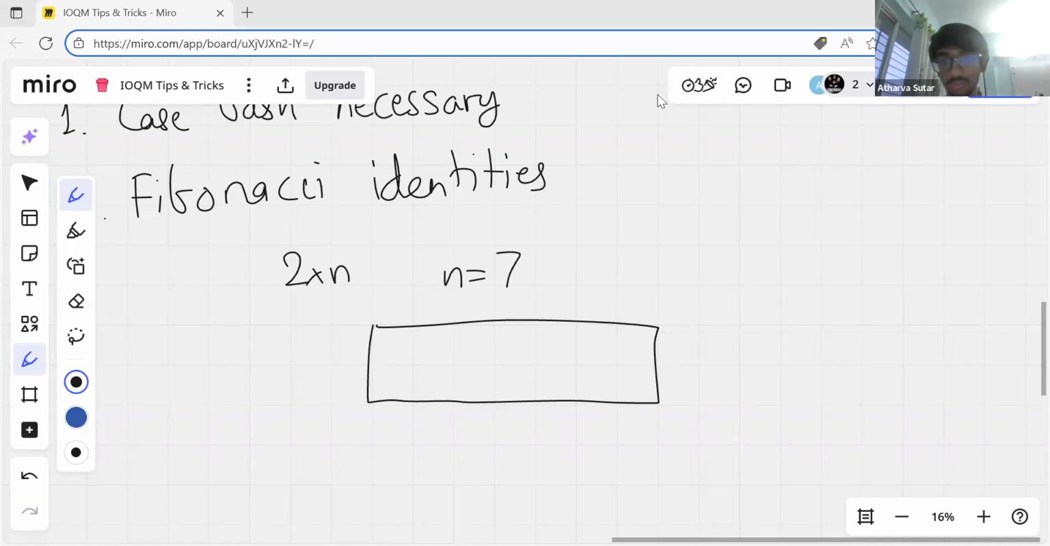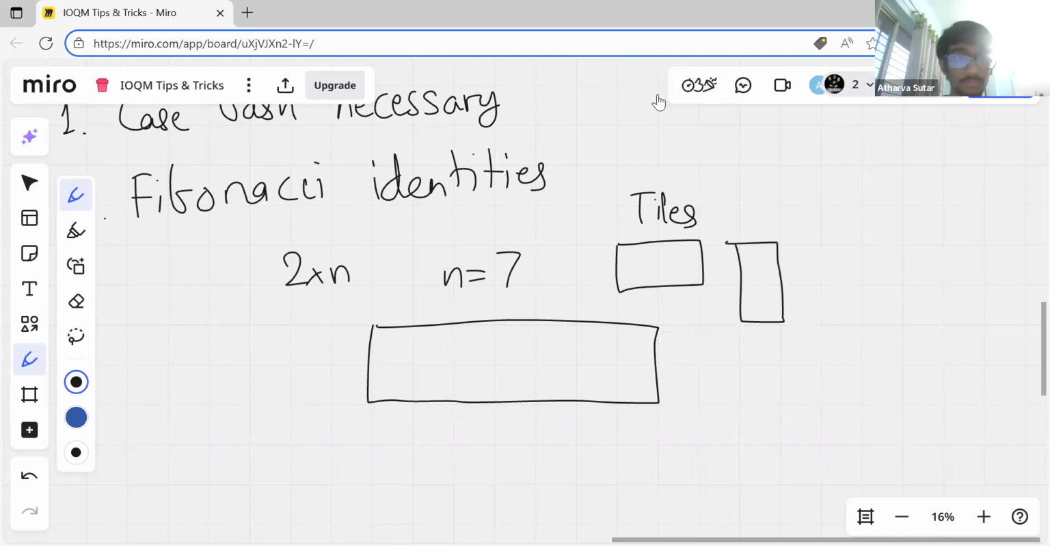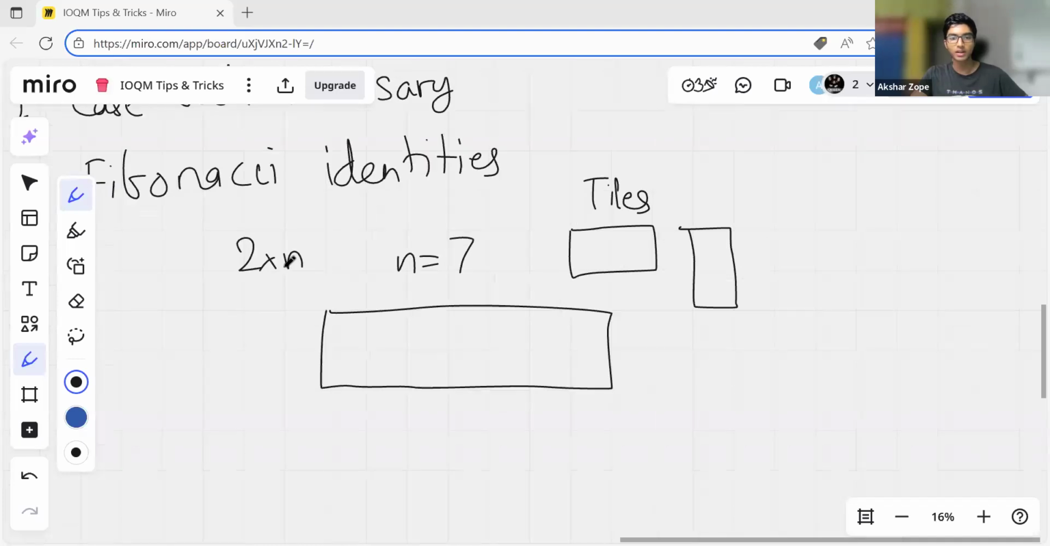What type of tiles are there? Only dominoes, so 2 by 1 tiles basically, or 1 by 2. You can speak up if you want. Yes, so it's kind of recursive, right? Start with a 2 by 2, and then for a 3 by 3, you take the n equal 1 and n equal 2 case, and you get something related to Fibonacci.